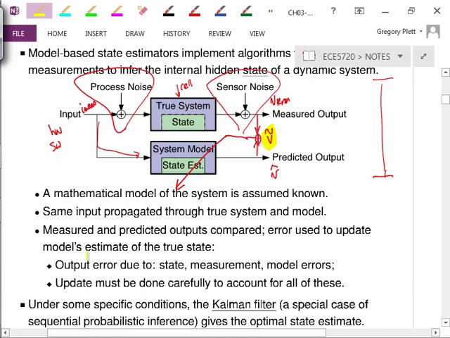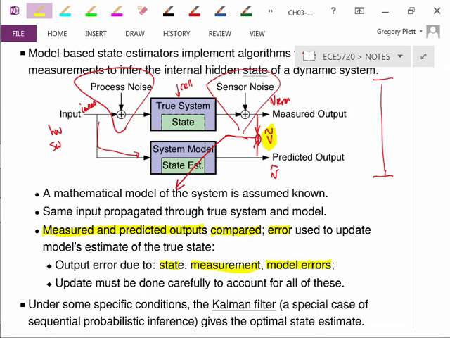Well, that's what we say here, I hope. Measured and predicted outputs are compared. The error between them, that's the y tilde error, is used to update the model's estimate of the true state. That's in my software. The output error, this y tilde, is due to state errors: my estimate is wrong; measurement errors: there was some sensor noise; or model errors: my model was wrong, not quite right. And so we have to do the feedback update carefully to account for all of these, but we do know how to do that.